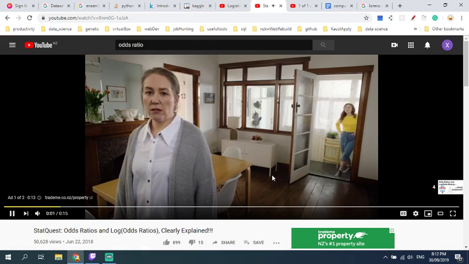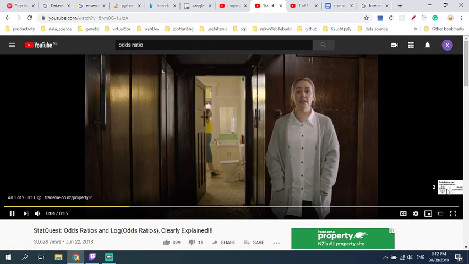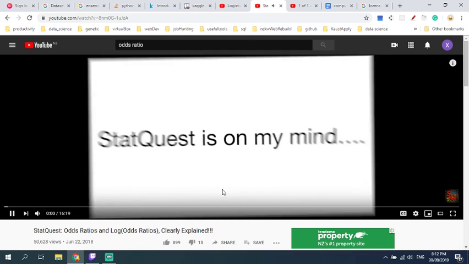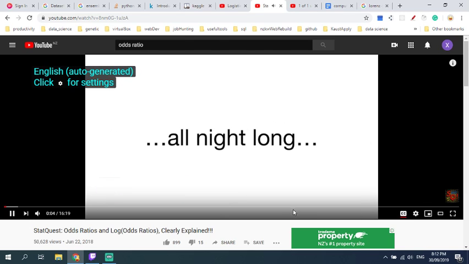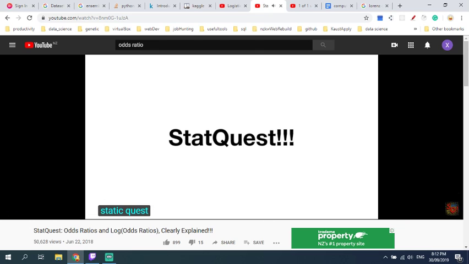I'm so over this house. I'm so into this house. It's been completely untouched. Completely untouched for 100 years. StatQuest is on my mind all night long. StatQuest.